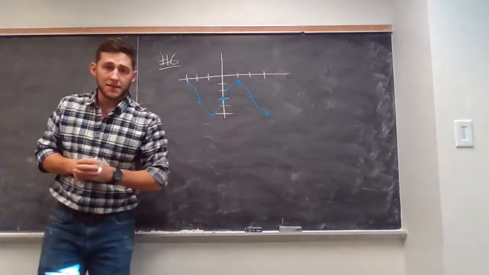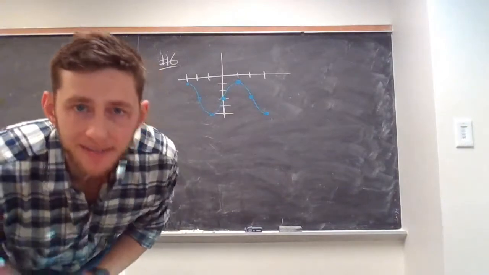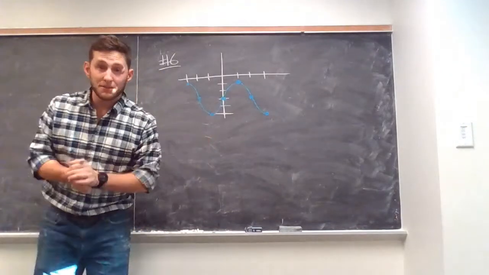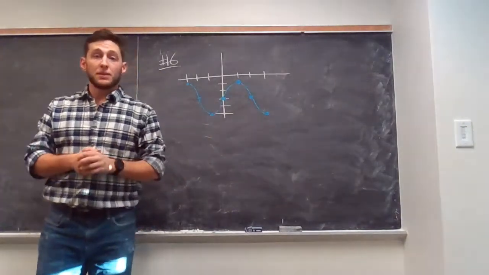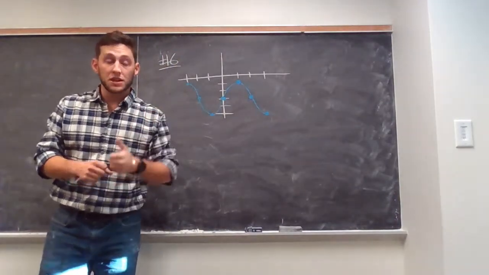All right, for number 6, this is going to go ahead and find the equation. So I know it's probably a little hard to see what this looks like. I didn't have any more colors, so I apologize. But what they want are the period, equation of the midline, amplitude, and phase shift.